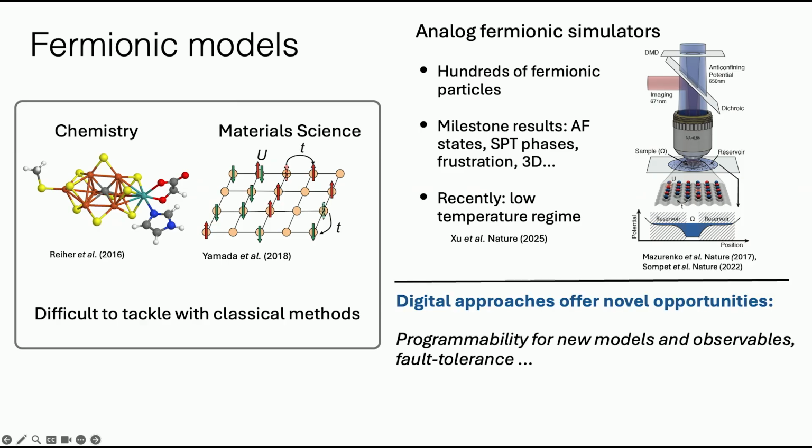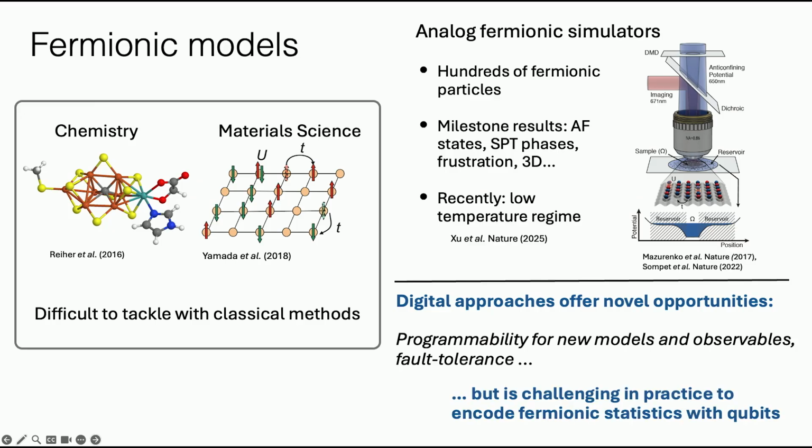So I think digital approaches could offer some interesting new opportunities. For example, these digital devices are much more programmable, so we could start studying new types of models and new observables, and eventually we want to reach very low error regimes with our fault-tolerant devices. But in practice, it can be quite challenging to encode fermionic statistics with qubit devices. And this is owing to the fact that qubits and fermions have different commutation relations.